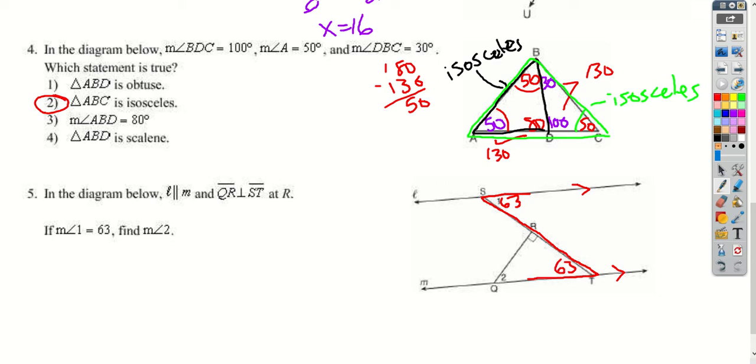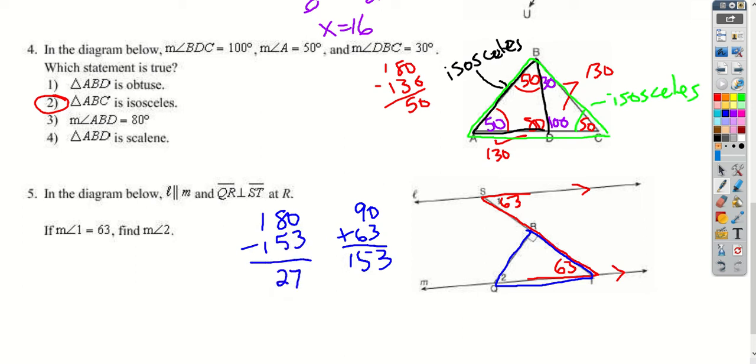And since this is a triangle here, we know that these three angles are going to add to 180. So 63 plus 90 is 153, and then 180 minus that. Also, the thing you can think about here is that if there's a right angle here, these two angles have to be complementary. They have to add to 90. So I can just do 90 minus 63 here and get the same thing. All right, and that's the measure of angle 2.